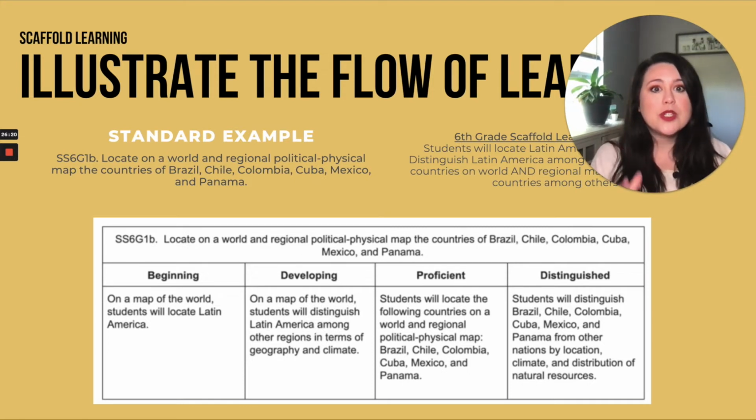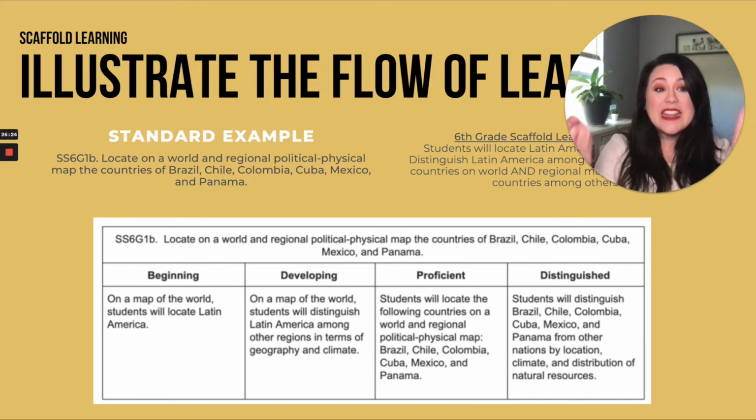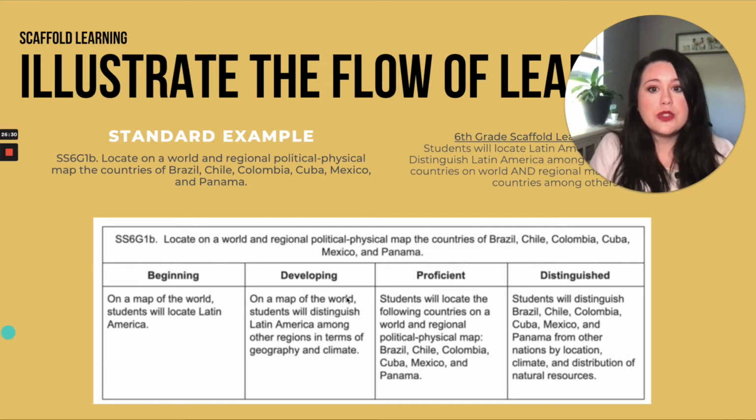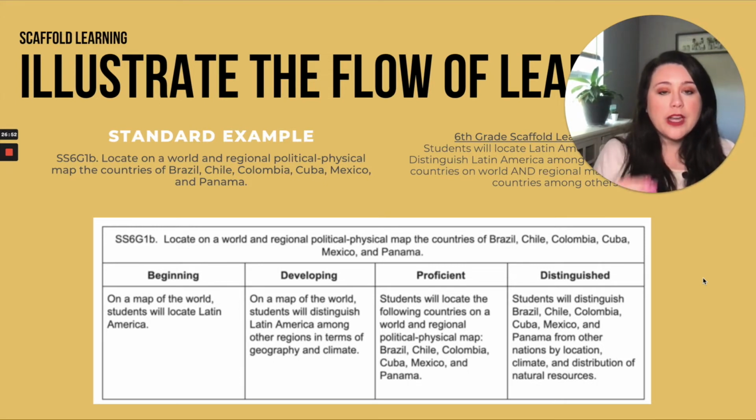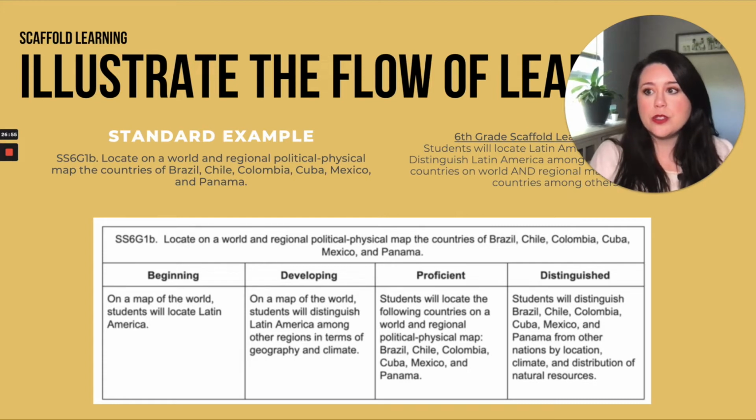So to summarize, when you're illustrating the flow of learning, that's basically taking this chart and thinking of it as a flow of learning. So students will first locate Latin America on a world map. Second, they'll distinguish Latin America from other regions in terms of geography and climate. Third, they'll be able to locate those specific countries. And fourth, this is optional if you can get there, they'll be able to distinguish those countries from others by location, climate, and distribution of natural resources.